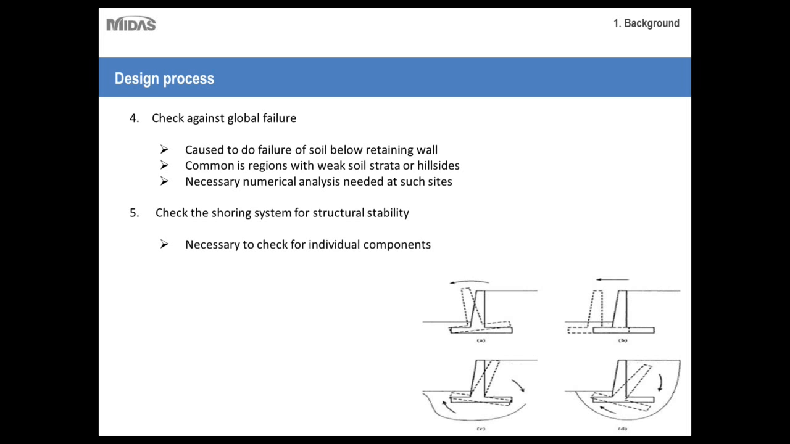And the fifth and last step of the design process is to check the shoring system for structural stability. Here it is necessary to check the individual components of your shoring system. If you are working with walls, nails, tie backs, or bracings, you must compute the section size, the reinforcement if you are dealing with reinforced concrete, and the length of the members that are needed to give structural stability to your shoring system. In order to design these shoring components optimally, you must have accurate design forces. And this is a very big component of the entire design process.